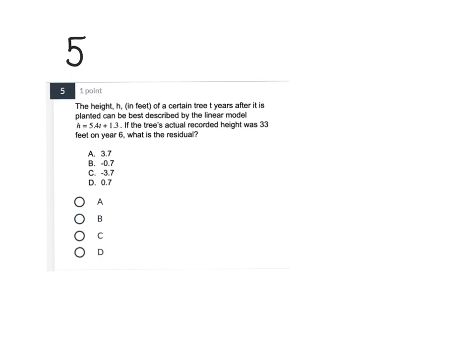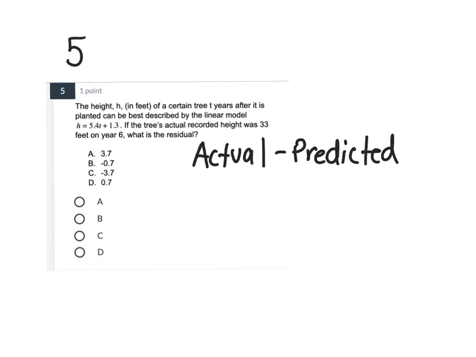Alright, so the next one was number 5. It was talking about the residual. It talks about the height of a tree, and they gave us a linear model, and it was recorded that it was 33 feet in 6 years. What is the residual? So remember, the residual is the actual minus the predicted. Your residual is your actual minus your predicted.